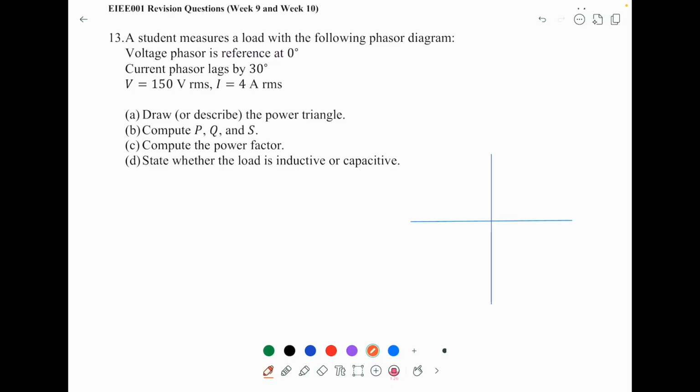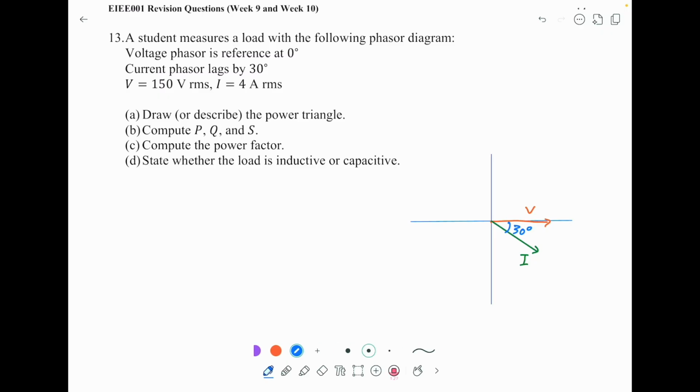Because the voltage phasor is at 0 degrees, I will put the voltage here, V. And it says the current lags by 30 degrees. So I will put the current here, I, and the angle in between is 30 degrees. Now this is the phasor diagram between the voltage and the current.